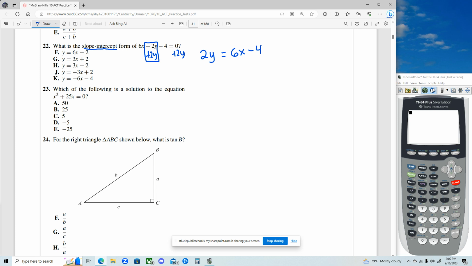So everything can be divided by 2 as long as whatever we do on one side of the equal sign, we do the same thing on the opposite side of the equal sign. So this is just going to be y equals 6 divided by 2 is 3x, minus 4 divided by 2 is 2. So y equals 3x minus 2, which is answer choice H. And we're done with number 22.